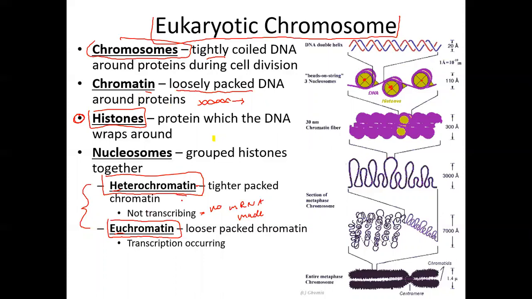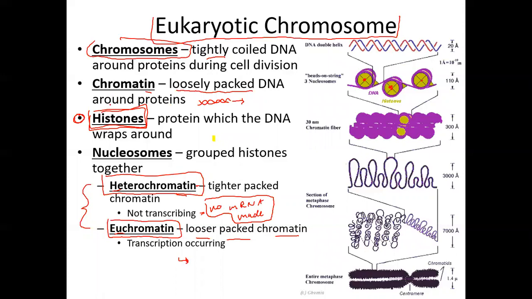So heterochromatin is when your DNA is tightly packed, you're not transcribing, which means no mRNA is going to be produced, versus euchromatin, which is when your DNA is a lot looser packed. Okay, that means transcription is occurring. You actually can read it. So a key player in this is going to be histones and how this works.